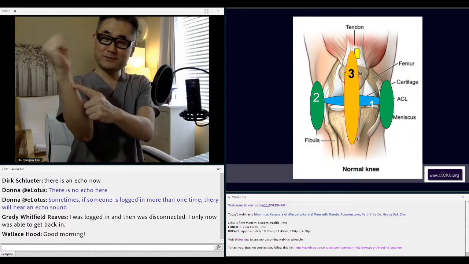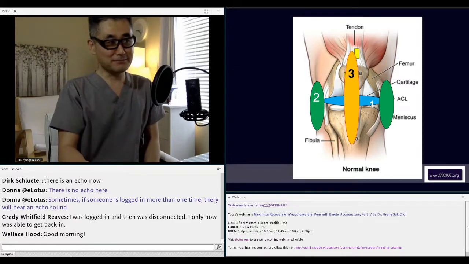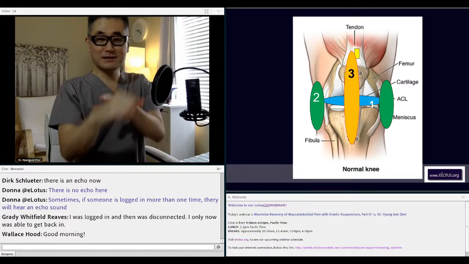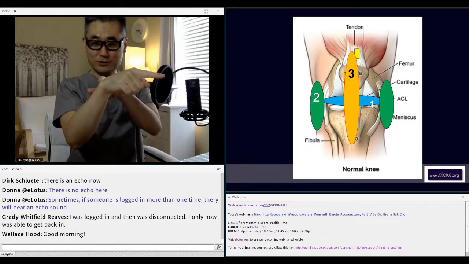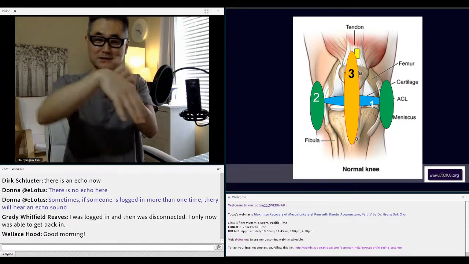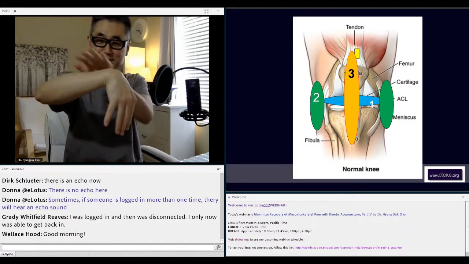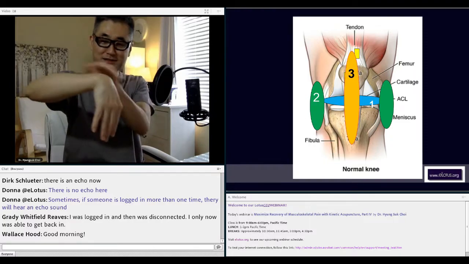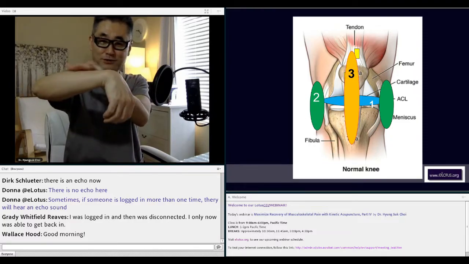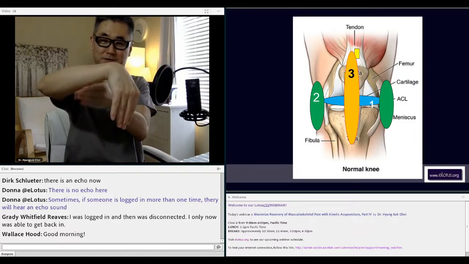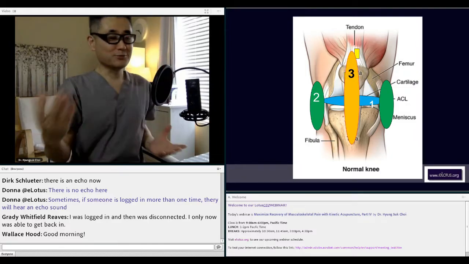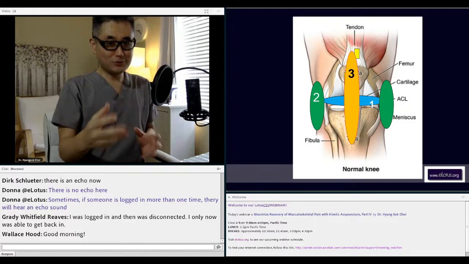Extensor muscles, flexor muscles. In the same manner, this is the extensor muscle, the quadriceps. This is a knee, this is your thigh, this is your shin. Extensor is the quadriceps, and flexor is the hamstring. So we are understanding the whole anatomy.